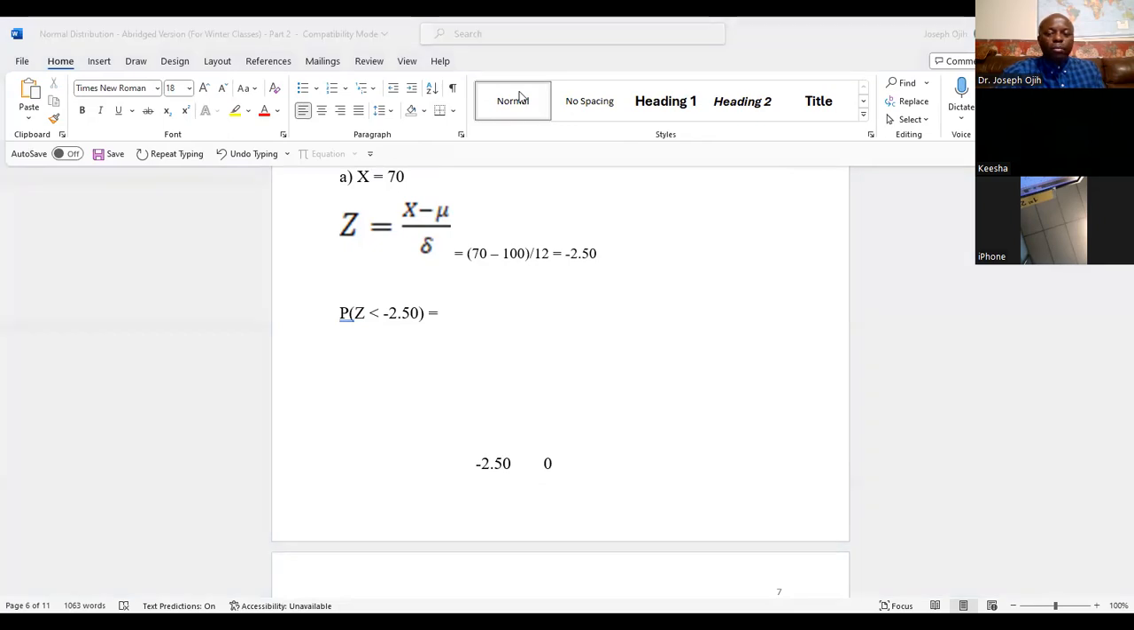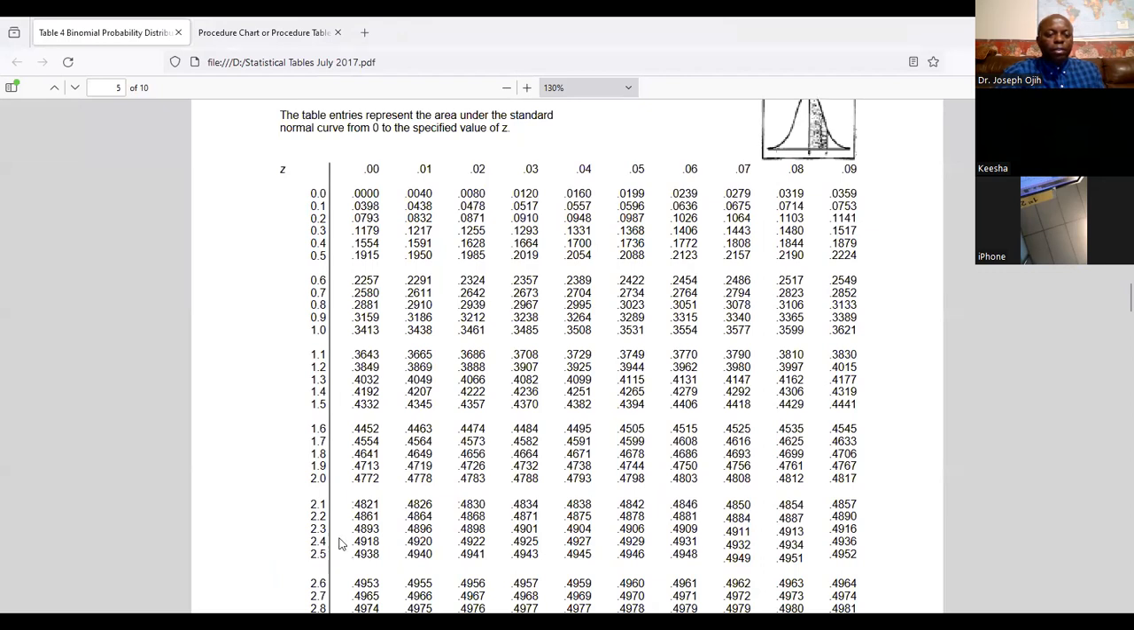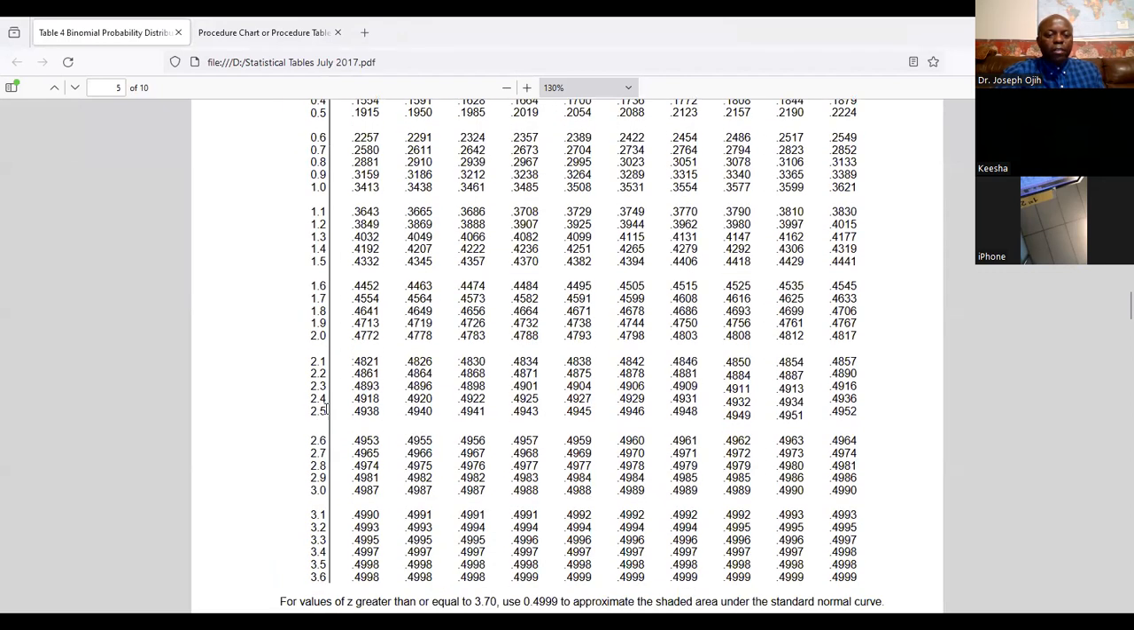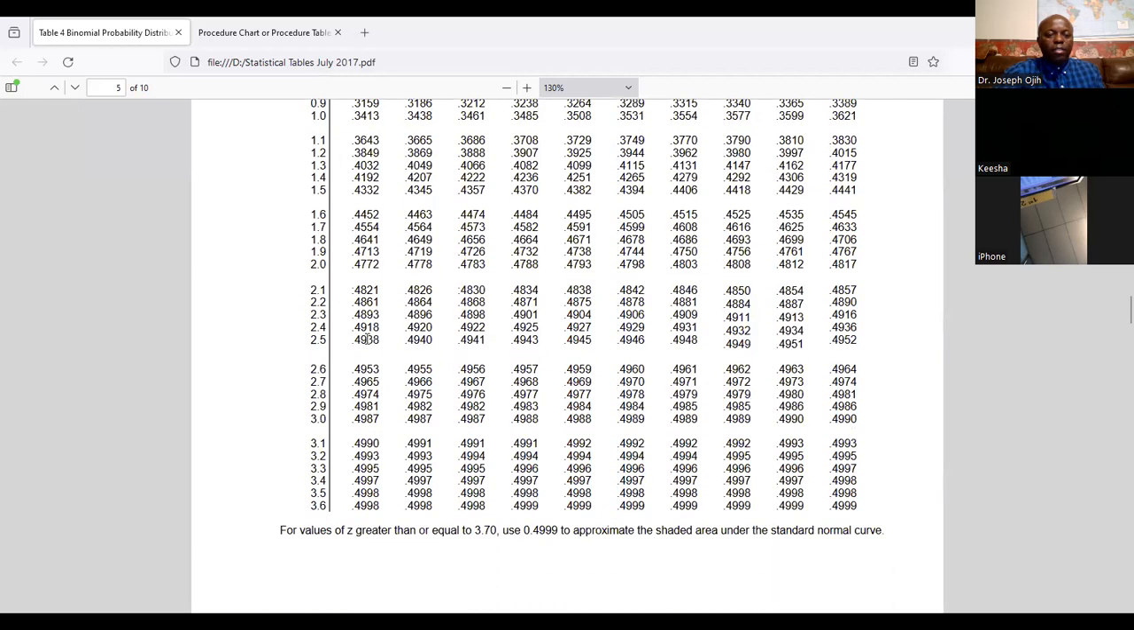Now you can go to your table. You go to 2.5. You can see 2.5 here. You have to be under zero. So you got 2.50, which is 0.4938. But we can't use it now because first of all, we have to draw the chart.